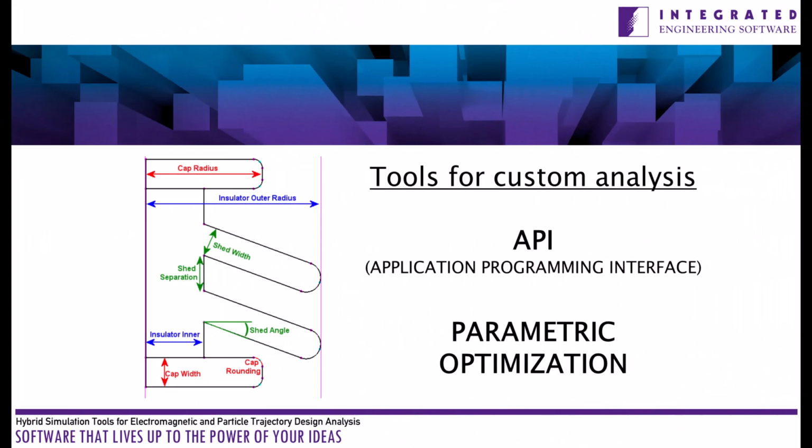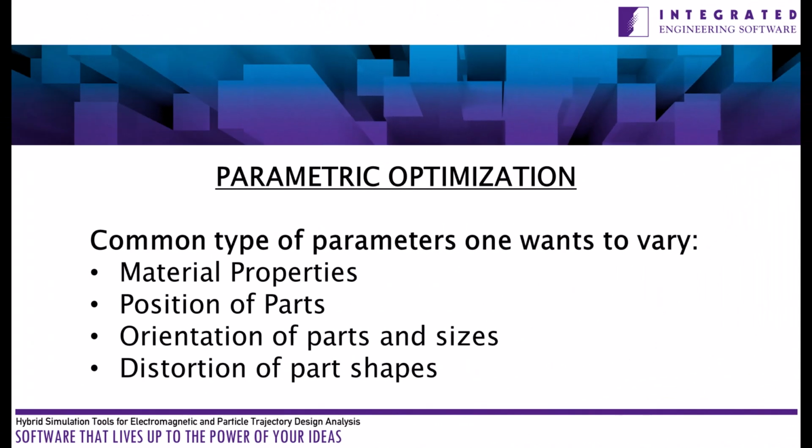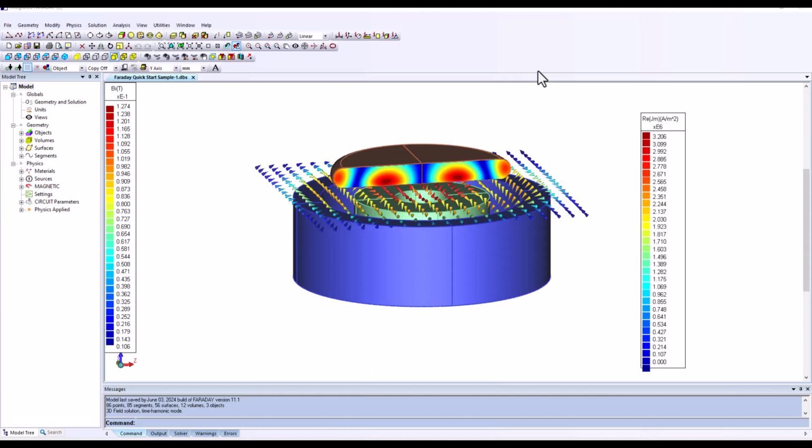A model can generally be thought of as having parameters that one wants to vary and some standard analyses that are wanted for each variation. The common types of parameters that users wish to vary include material properties, position of parts, orientation of parts and sizes, or distortion of part shapes. This is the same solved quick start model as in part 1 of the Faraday tutorial video.